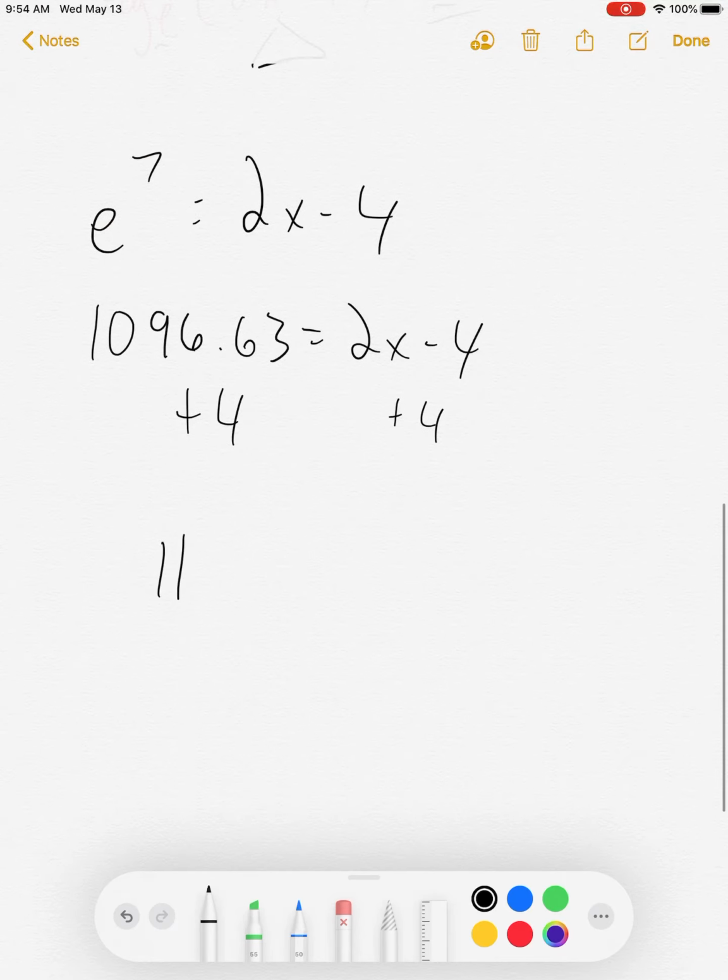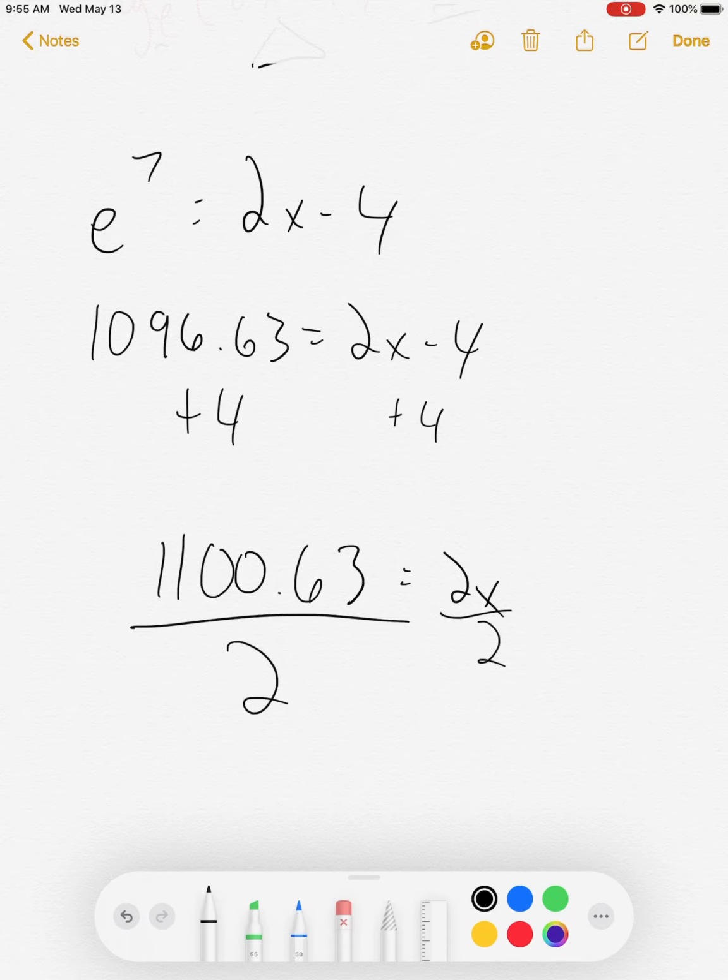Plus 4, plus 4. So we get 1100.63 equals 2x. Now we just got to divide by 2. Divide by 2. 1100.63 divided by 2. We should get x equals 550.